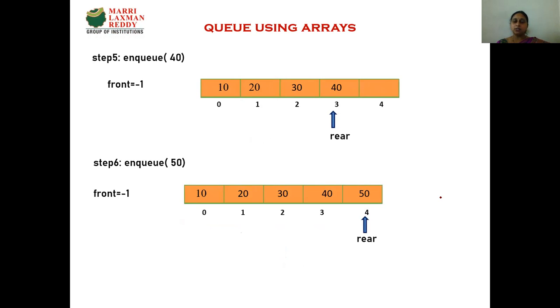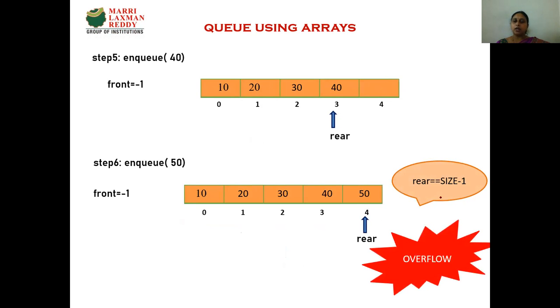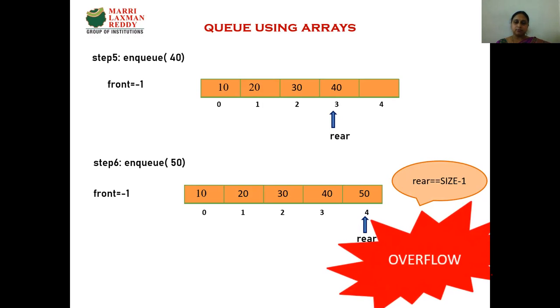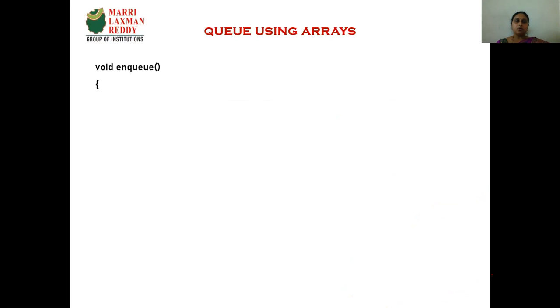If I try to insert one more element, it will show rear equal to size minus 1. Now we are unable to insert one more element into this queue because the size we have given is 5. The elements are filled, so an overflow condition will occur. Still we work with the array only, we didn't work with front. Now see the implementation of queue.